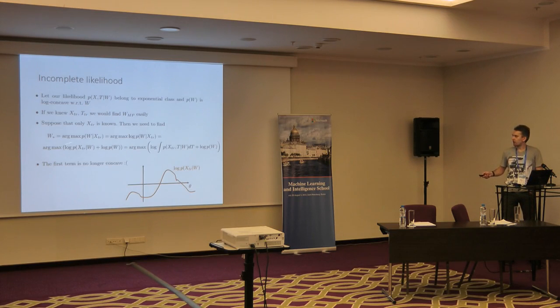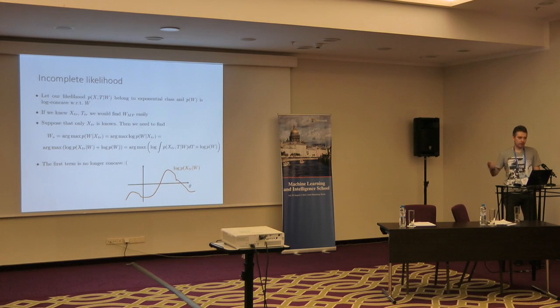This function is sometimes referred to as incomplete likelihood, to stress that there are some variables in the training sample that we do not know. That is why it is incomplete. If we put X and T here, we will obtain the complete likelihood. That is the likelihood when the whole training set is known.